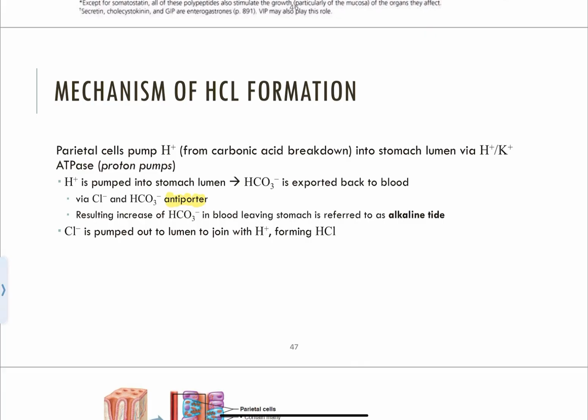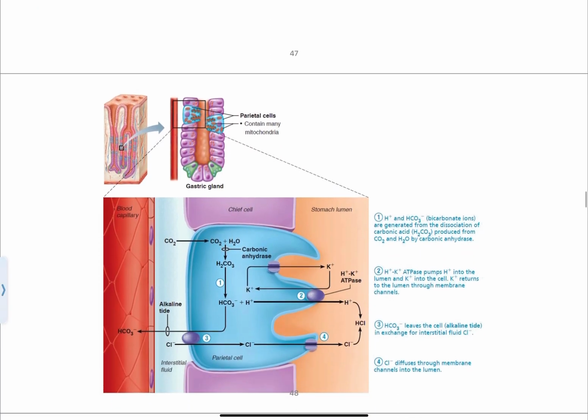As we're doing this, we get an increase of bicarbonate in the blood leaving the stomach, and this is referred to as the alkaline tide. The chloride ion is going to be pumped out to the lumen to join the hydrogen ion, and we're going to ultimately form hydrochloric acid.